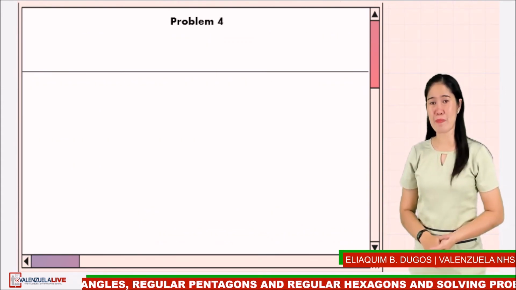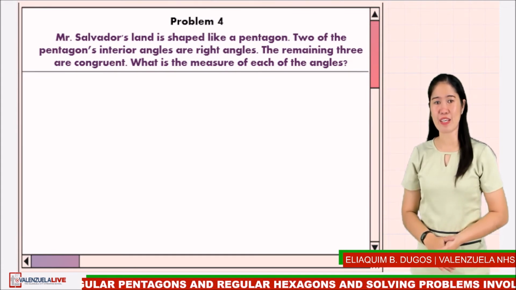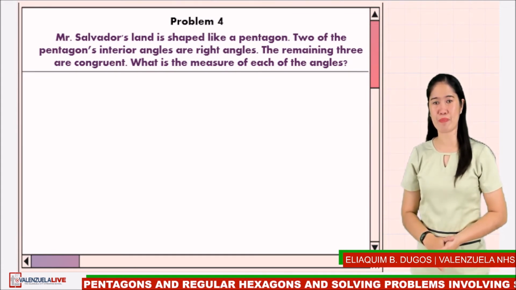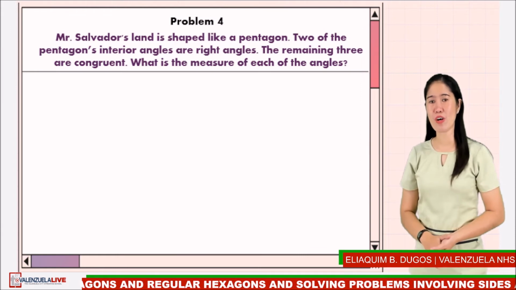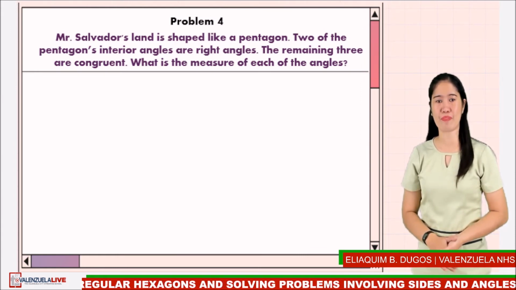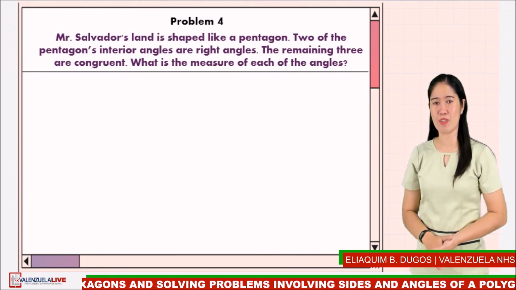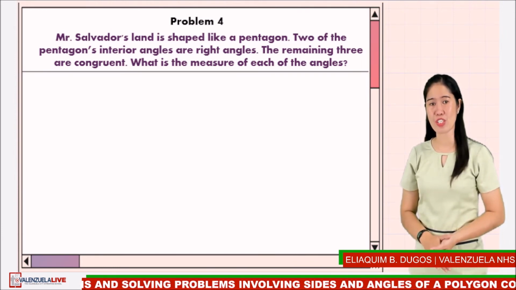For problem number 4, Mr. Salvador's land is shaped like a pentagon. Two of the pentagon's interior angles are right angles. The remaining three are congruent. What is the measure of each of the angles?